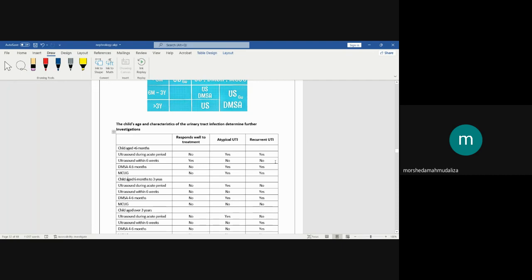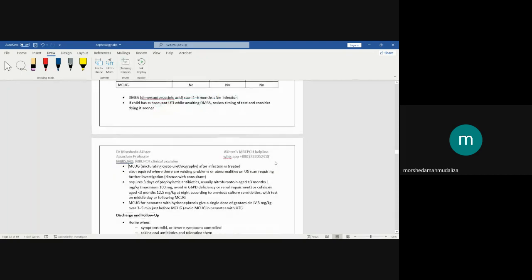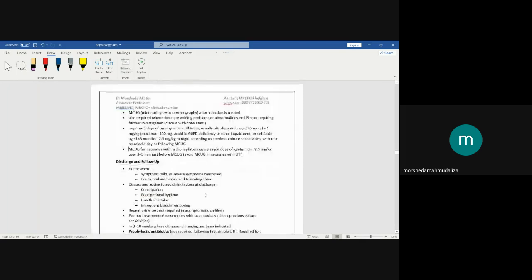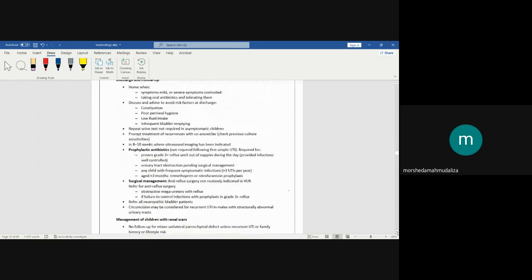And we have to know something about these imaging related things, MCUG, DMSA, that I will discuss later. But when you will give for atypical and recurrent UTI, just have a look. Usually they do not give very complicated things, but we have to know. So other than this, we just get from here some question on when you give prophylactic antibiotic.